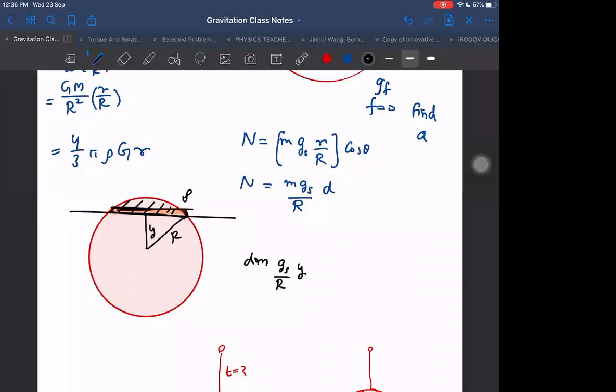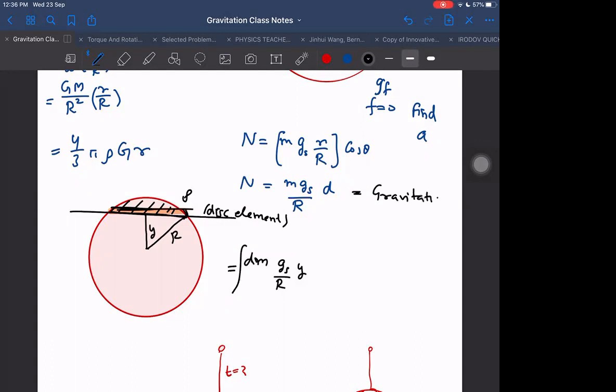This is r, density is rho. This is a disk now. It is a complete disk element, because I want to find out the net force on this by taking such disk elements.